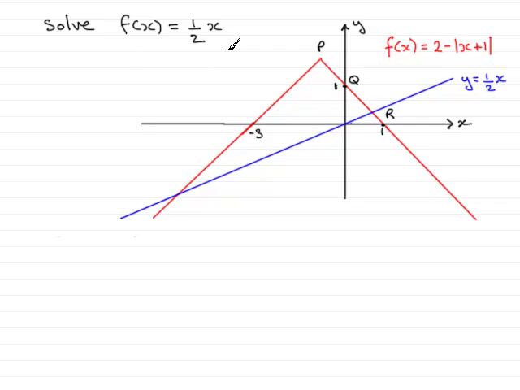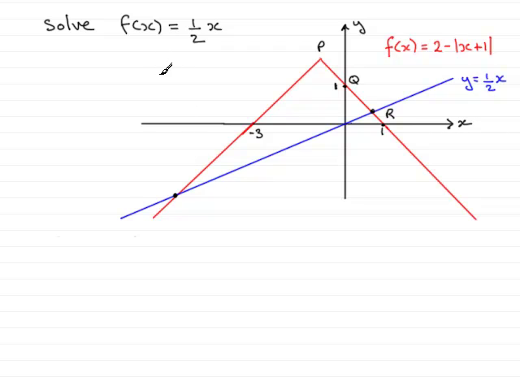So the solutions to this equation will be the values of x at the points of intersection of the blue graph with the red graph. And those points of intersection clearly are here and here, and we're looking for the x values at these 2 points. So this value of x is obviously somewhere between 0 and 1, and this value of x is beyond -3.